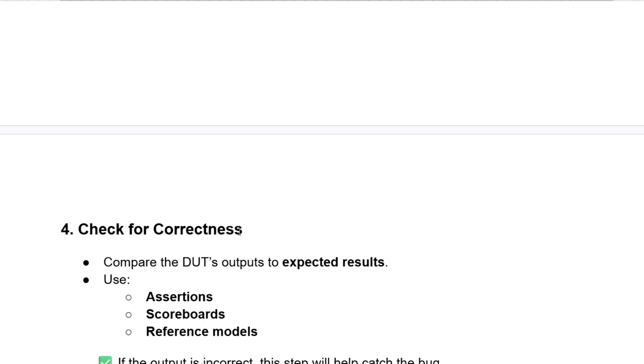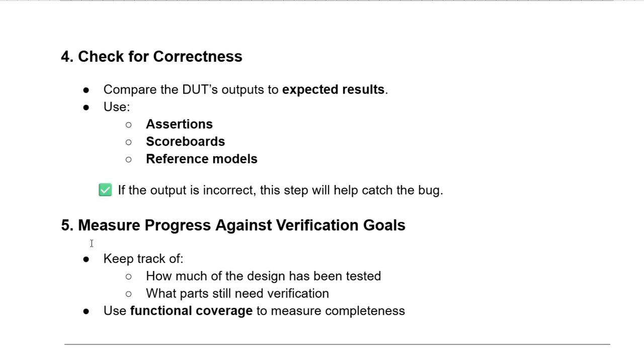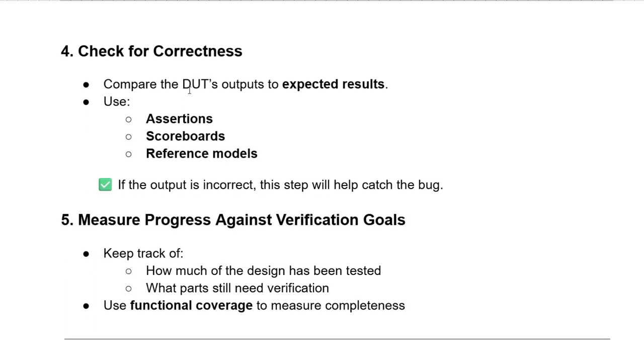Check for correctness. Compare the DUT's output to the expected result. Use assertions, scoreboards, and reference models. If the output is incorrect, this step will help catch the bugs.